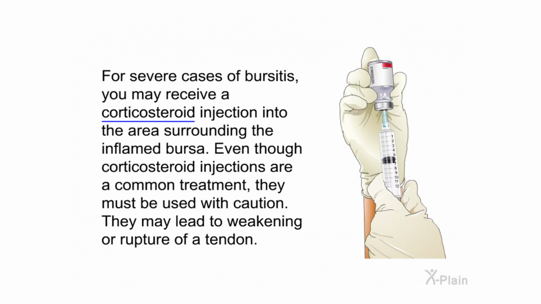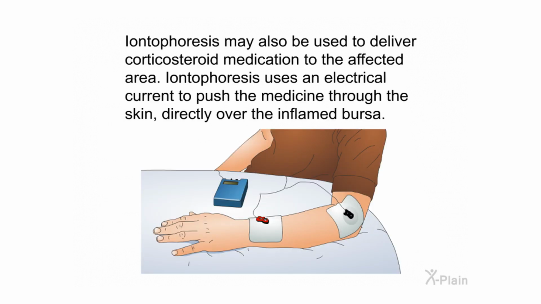For severe cases of bursitis, you may receive a corticosteroid injection into the area surrounding the inflamed bursa. Even though corticosteroid injections are a common treatment, they must be used with caution. They may lead to weakening or rupture of a tendon. Iontophoresis may also be used to deliver corticosteroid medication to the affected area. Iontophoresis uses an electrical current to push the medicine through the skin directly over the inflamed bursa.